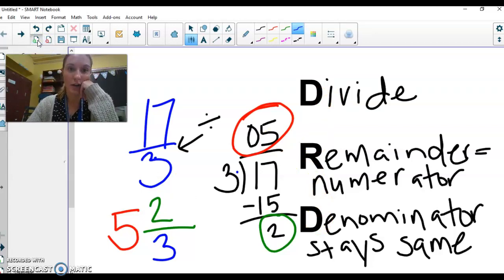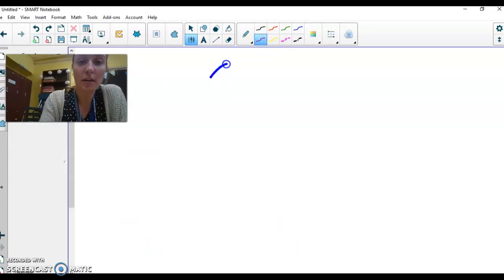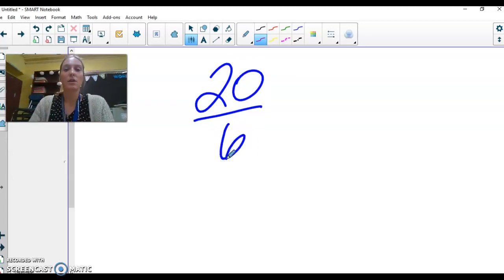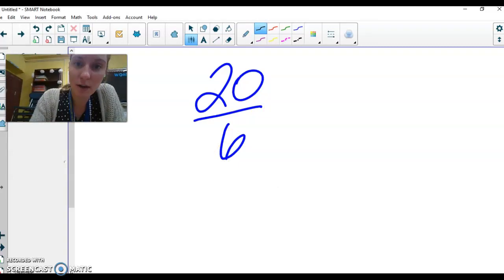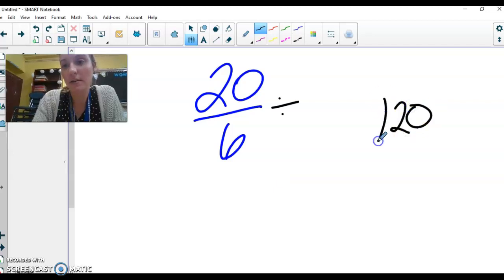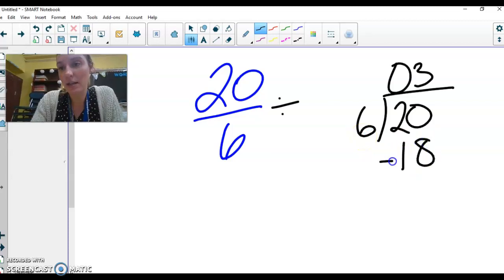So let's do 20/6. Okay, so as a reminder here, our fraction bar represents division. So you can kind of think of this as 20 divided by 6, right? Divide first in DRD. So 20 divided by 6. 6 can't fit into 2, but 6 can fit into 20 3 whole times. 3 times 6 is 18.